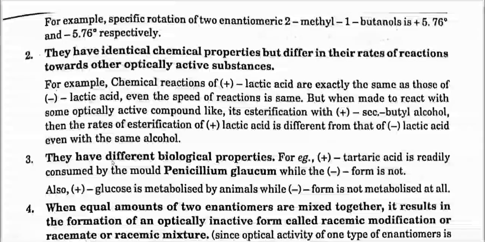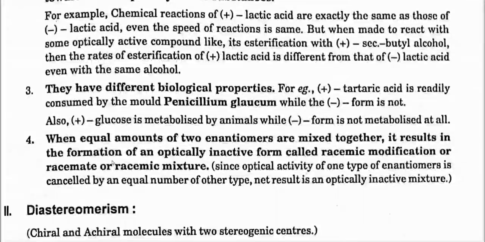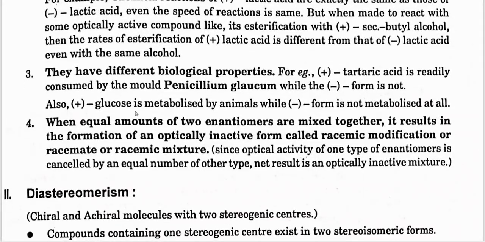They have different biological properties. For example, plus tartaric acid is readily consumed by the mold Penicillium glaucum, while its minus form is not. Also, dextro glucose is metabolized by animals, but the levo form is not metabolized at all.